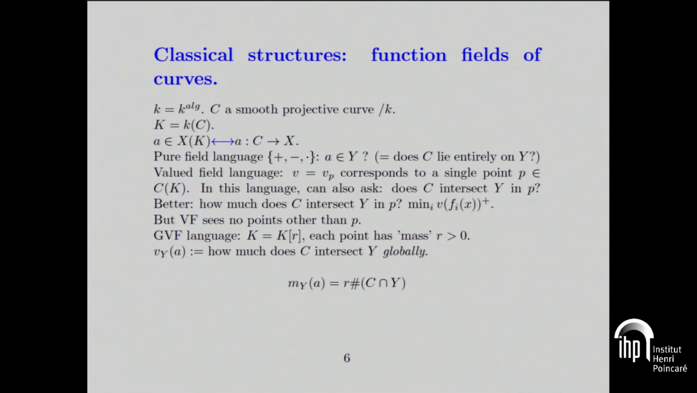Probably let's think of the subvarieties being codimension 1, X maybe is bigger, and C is a curve. Well, you can say whether C lies entirely on Y or not. But just pure field theory cannot tell you any local thing even. It cannot tell you whether the curve intersects.